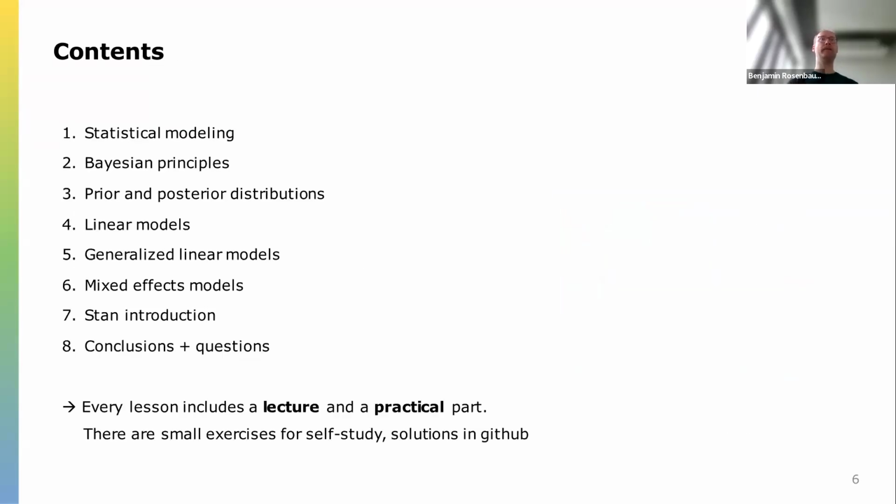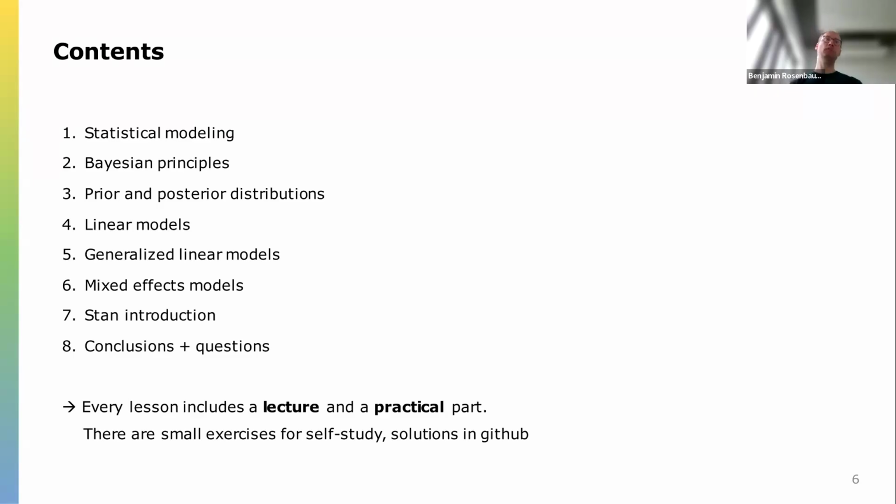This course is 8 parts. Each part is a lecture and also a practical. There are also small exercises that you can do yourself, but the solutions and all the material is in the GitHub folder. So we will first, in this lecture, start with a general introduction to statistical modeling. So no Bayesian statistics yet. This will start only in the second and third lecture.